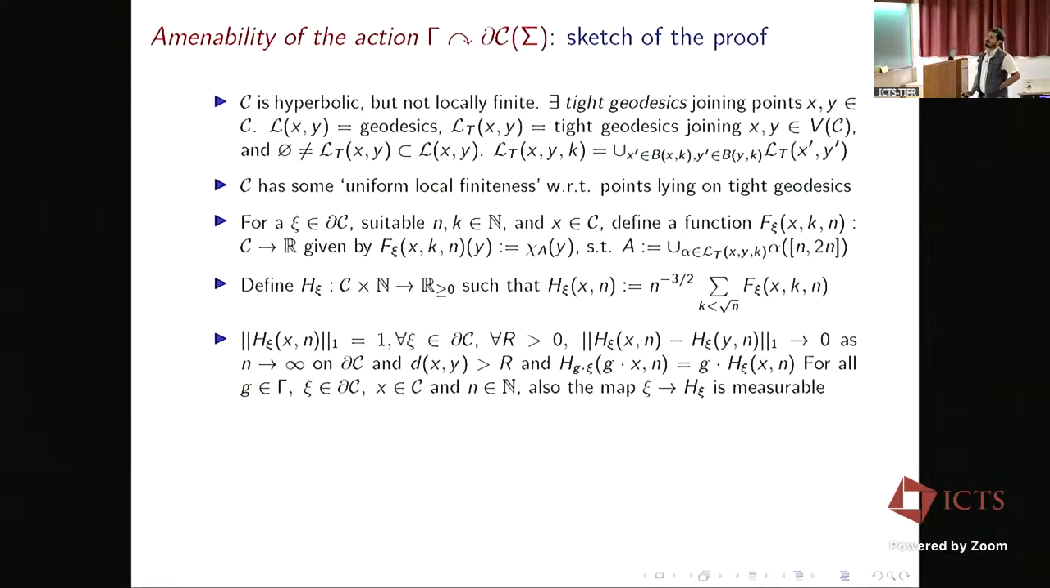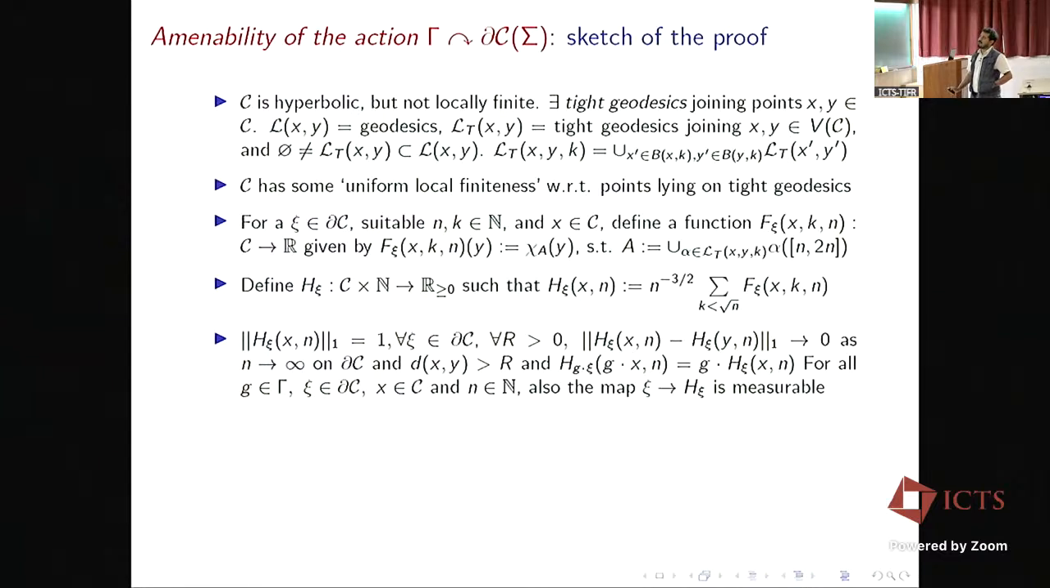So this is the set of all geodesics. This is the set of all tight geodesics. And this is a result, I think, by Bowditch, that this set is non-empty. And here we are looking at a little variation of the set of tight geodesics. We are looking at the union of all these sets, the tight geodesics joining x and y.